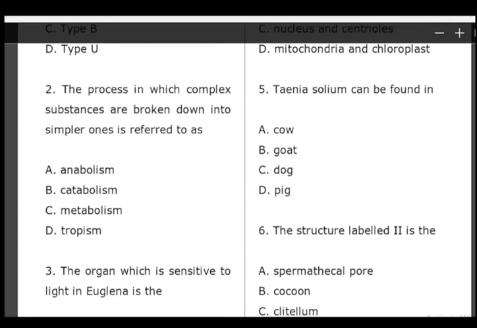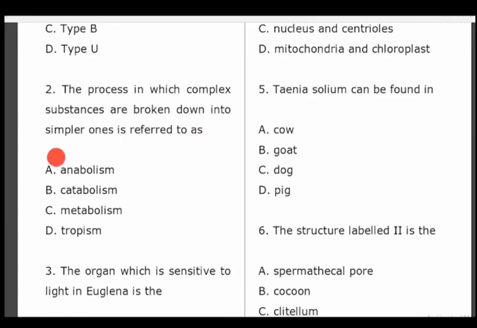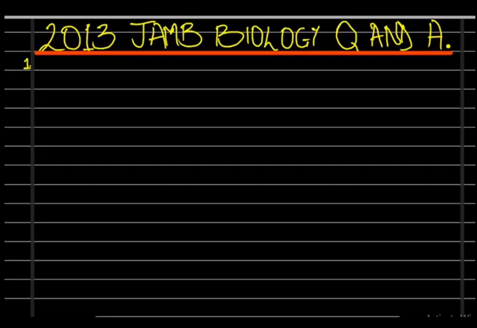Question 2 says, the process in which complex substances are broken down into simpler ones is referred to as A. Anabolism, B. Catabolism, C. Metabolism, and D. Tropism. So that is what our question looks like, and so we are going to try to answer that now. For us to answer this question, we need to understand what all of these concepts are talking about: anabolism, catabolism, metabolism, and tropism. So let us quickly give short notes on them.